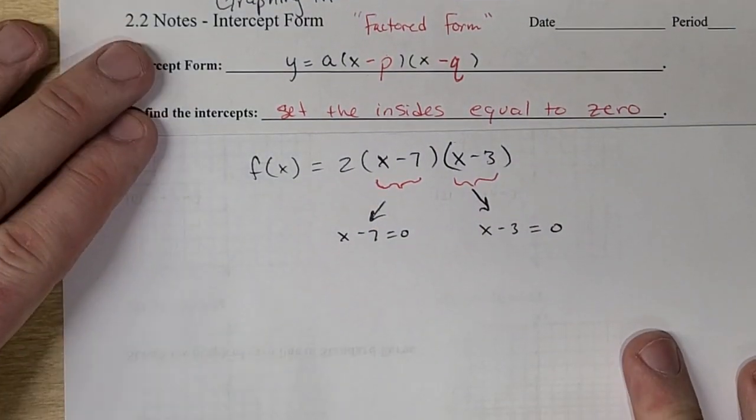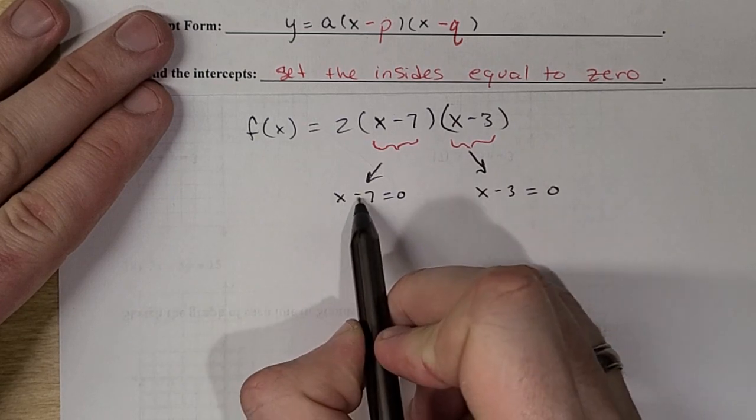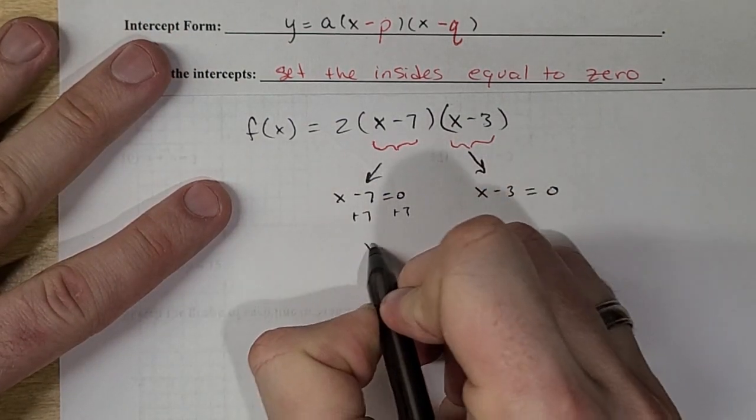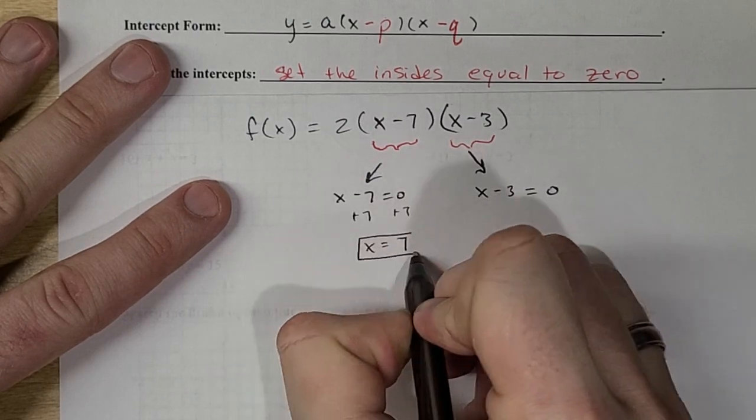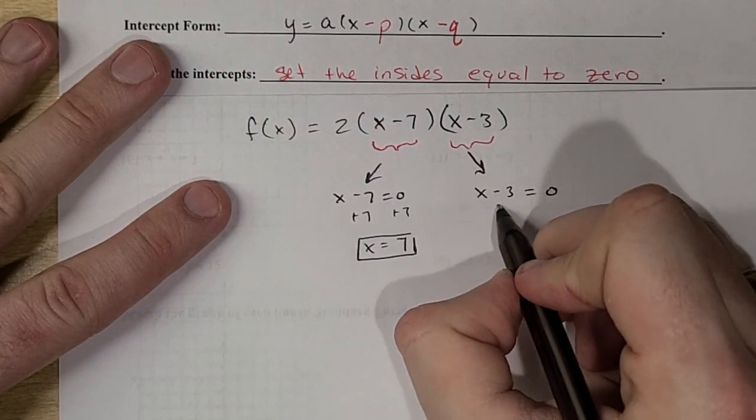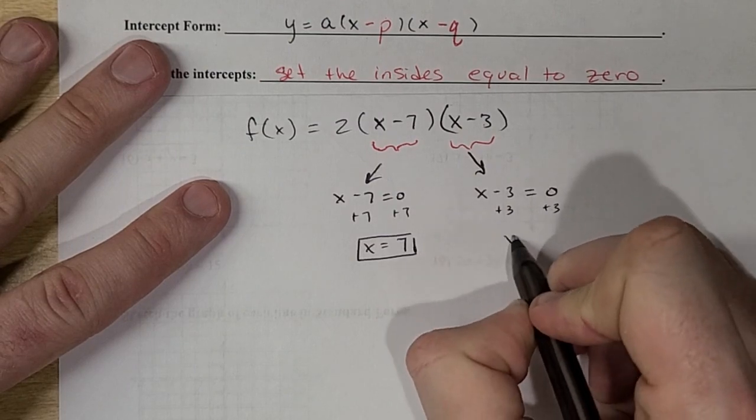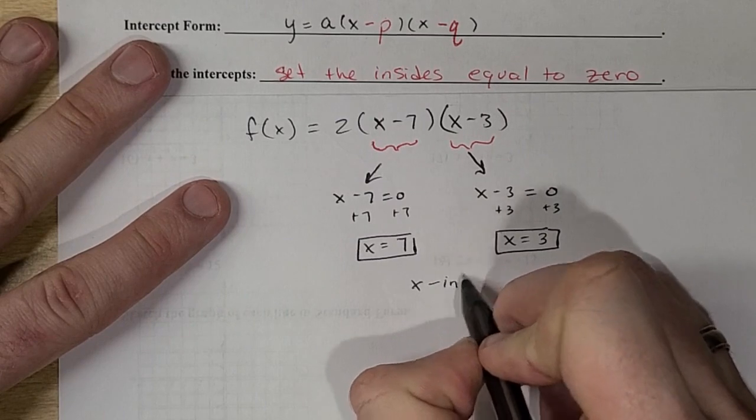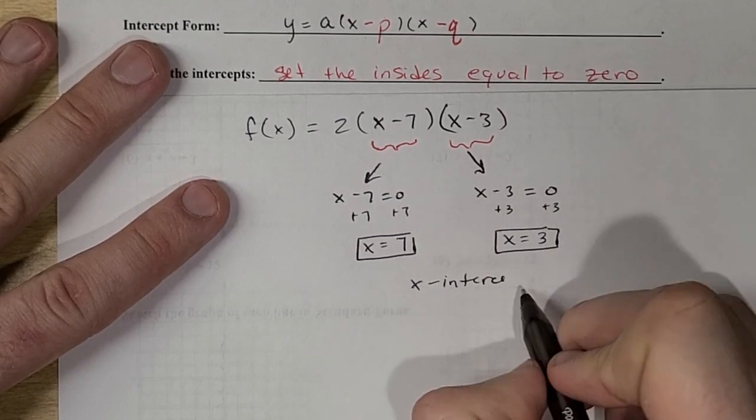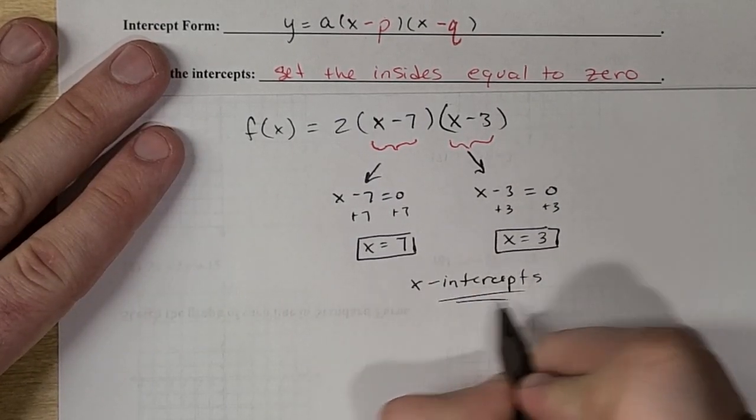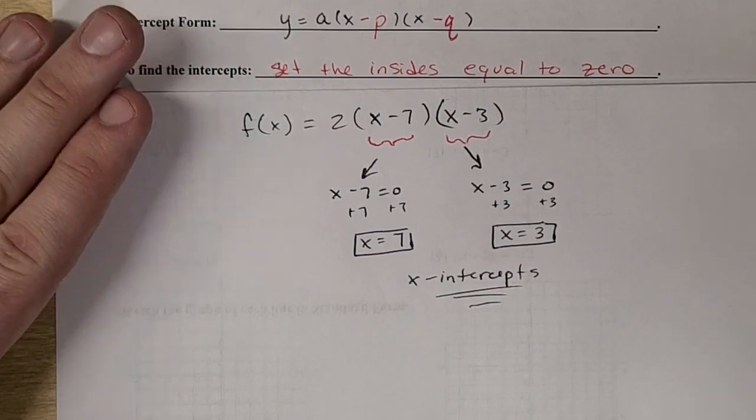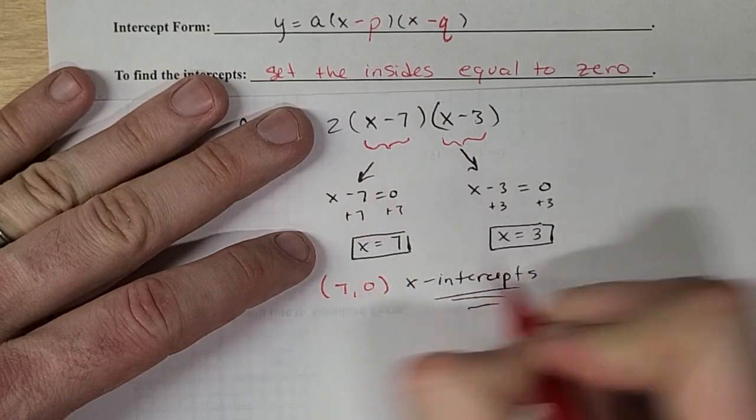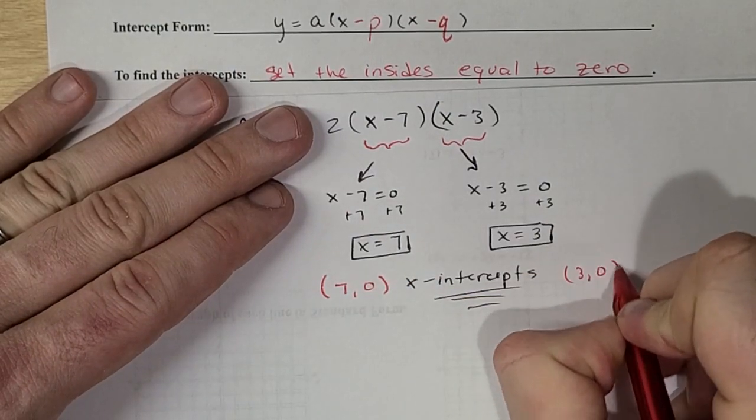Okay? I'll show you why. Now, x minus 7 equals 0. I'm going to solve. If I add 7 to both sides, that gives me x equals 7. Over here, if I add 3 to both sides, that gives me x equals 3. Those two things are your x-intercepts. Done. Now, if I got more specific, my x-intercepts are (7, 0) and (3, 0).